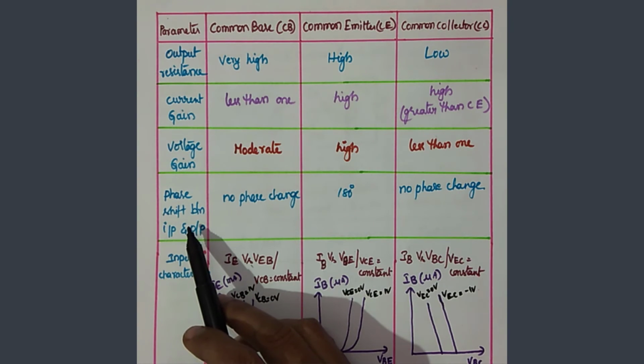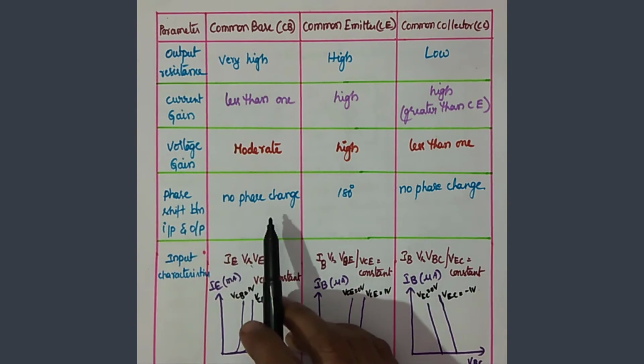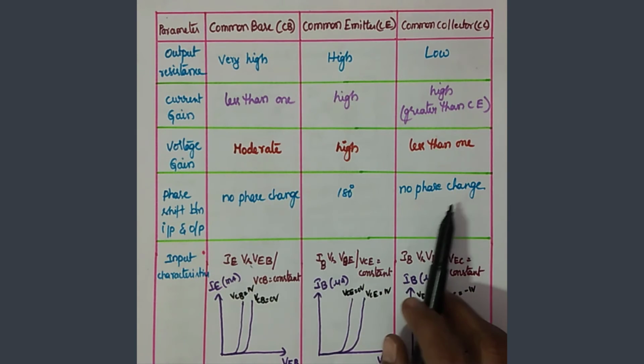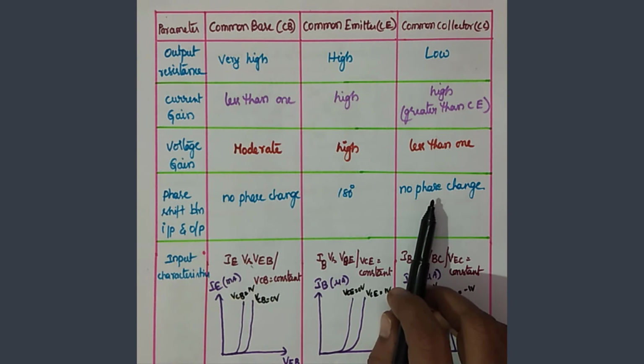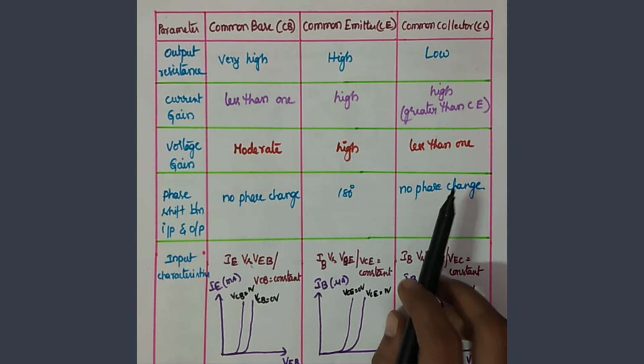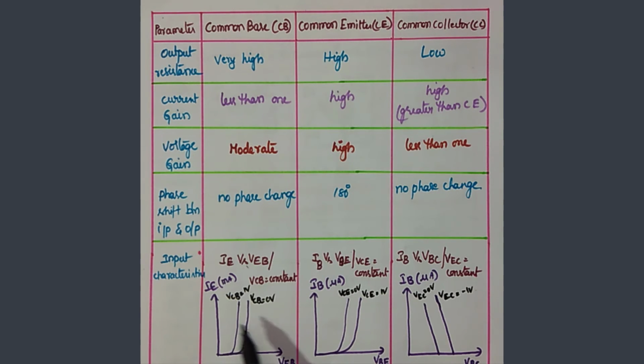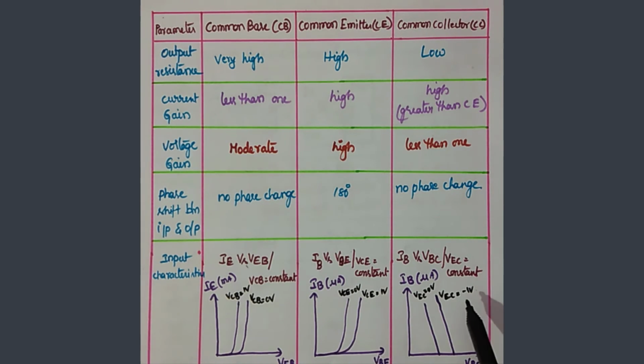And the phase shift between input and output. For the common base there is no phase change, and for the common emitter you are going to get 180 degrees phase between the input and output. For the common collector there is no phase change between the input and output. And these are the input characteristics I already explained. Here the input characteristics are IE versus VEB when VCB is constant. Here the curve shifts to the left. Here IB versus VBE when VCE is constant. Here the curve shifts to the right. And this is IB versus VBC when VEC is constant. IB decreases with the increase in VEC.